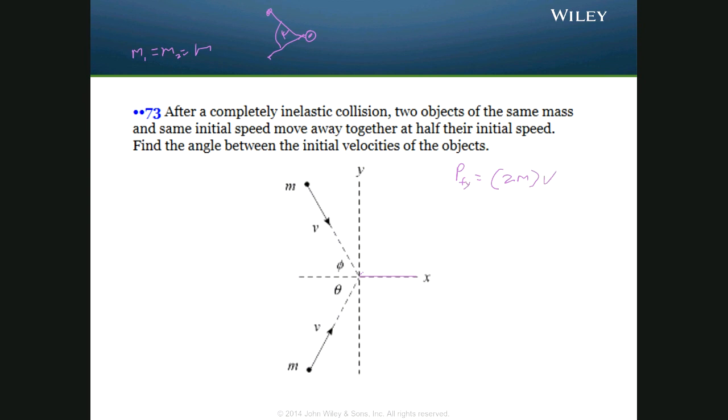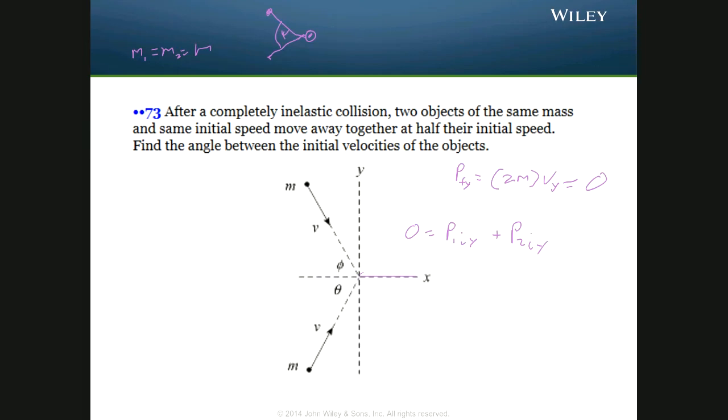Now this is the beauty of choosing your axes. We've chosen our axes so that we're only moving in the x direction. Therefore, we can say right away that this is 0. All right? So we pick our axes so that it gives us something like this, and we can right away go 0 equals P1 initial in the y direction, plus P2 initial in the y direction.